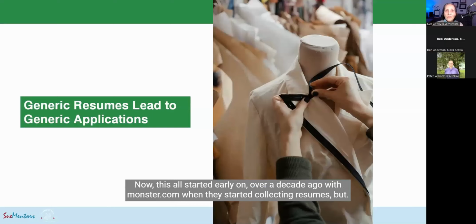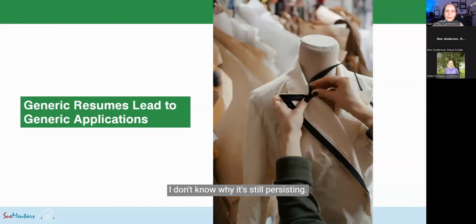Now, this all started early on, over a decade ago, with Monster.com when they started collecting resumes. But I don't know why it's still persisting.